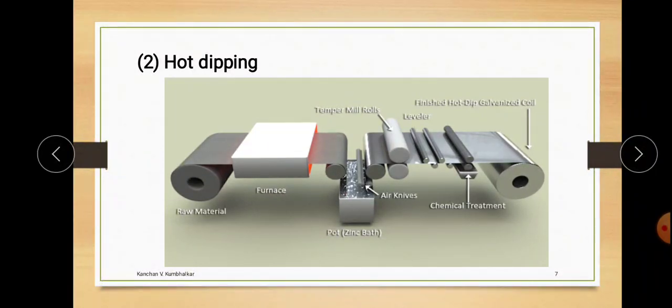Hot dipping is used for coating metals with a film of a metal having a low melting point, like zinc, Pb, Sn, etc. In this process, the metal to be coated is dipped in the molten bath of the coating metal for sufficient time and then removed along with the adhering film. The process of providing a zinc coating is called galvanization, and the one providing a tin coating is known as the tinning process. So this is a particular example of the galvanization process.